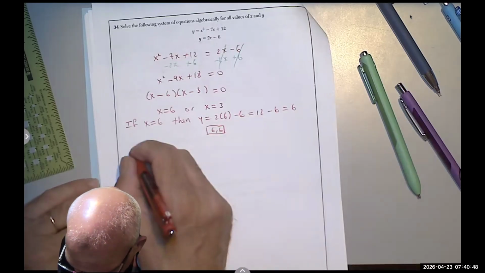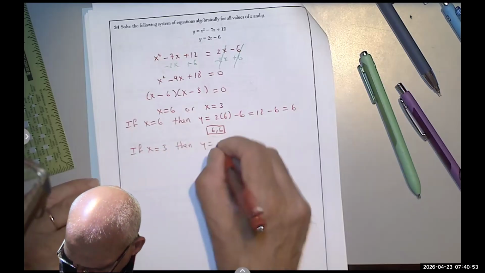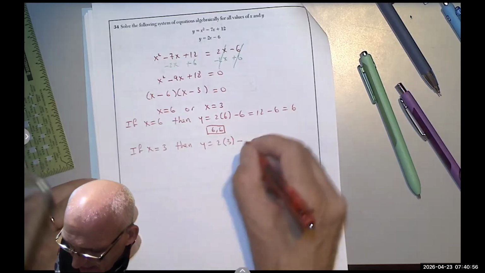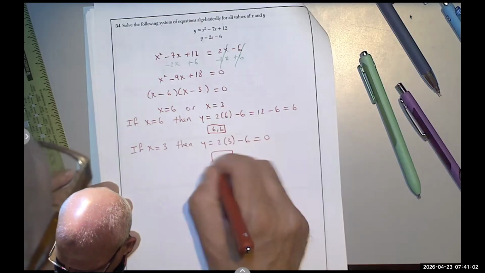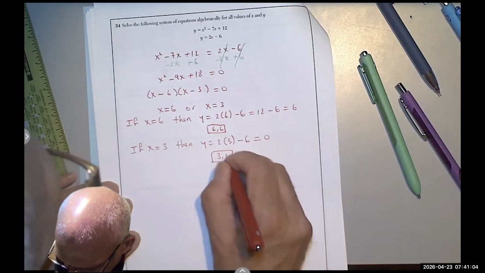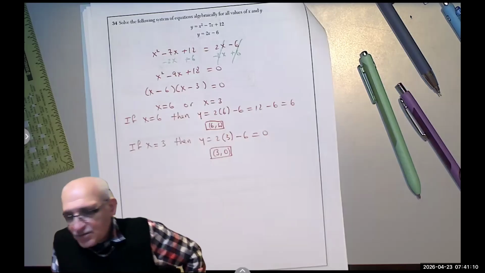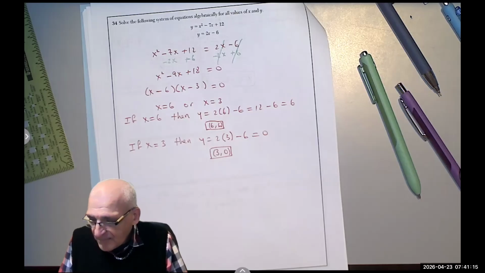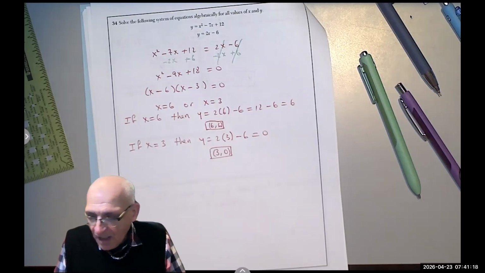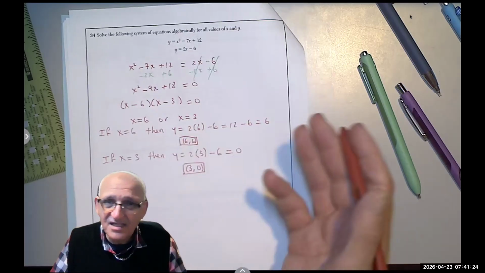What is the second answer? If x equals 3, then y equals 2 times 3 minus 6, equals 0. So the second point is 3 and 0. And you can put them between braces with a comma in between to show the set of solutions. But these are the two solutions. Again, if you have time, you can go back and check, but it's not worth it.